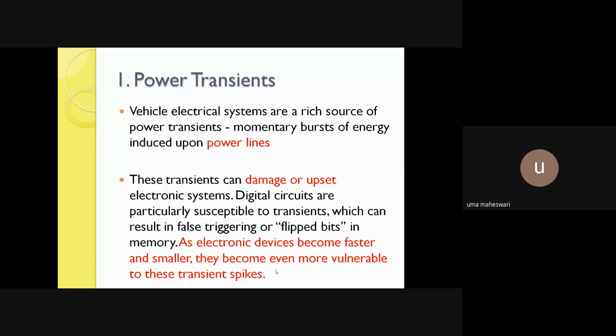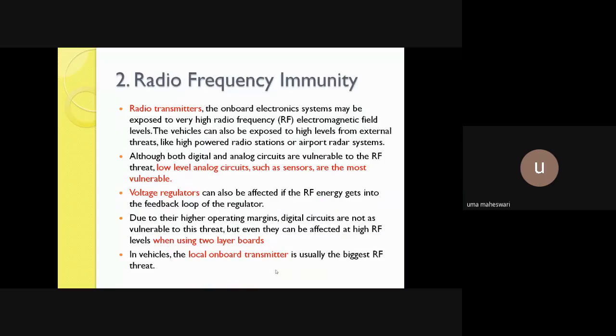Because of the transients, it can damage or upset the electronic system, as already discussed. As electronic devices become faster, they become more vulnerable to transient spikes. So it has to be taken care of. We'll see how we can take care of it in the later slides. First we'll analyze what threats are present in the scenario.